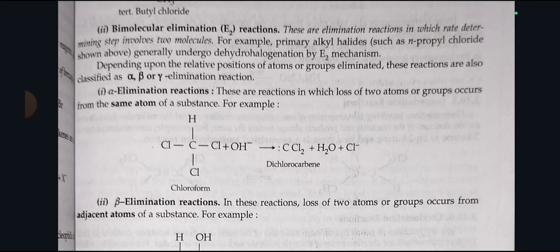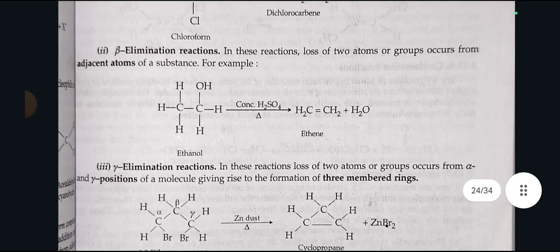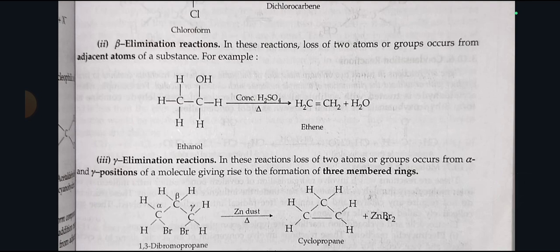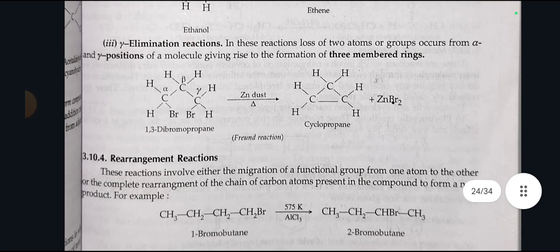These are reactions in which loss of two atoms or groups occurs from the same atom of a substrate. For example, CHCl3, chloroform, plus OH- gives CCl2, dichlorocarbene, plus H2O plus Cl-. Second, beta elimination reactions. In this reaction, loss of two atoms or groups occurs from adjacent atoms of a substrate. For example, CH3CH2OH, ethanol, in presence of concentrated H2SO4 gives CH2=CH2, ethene, plus H2O.